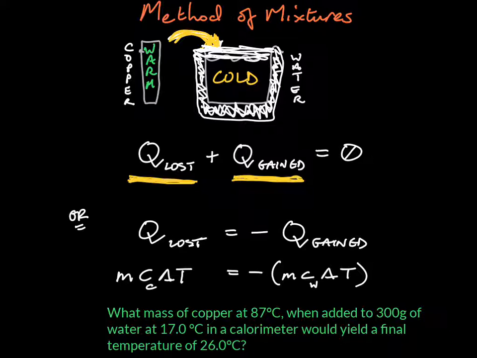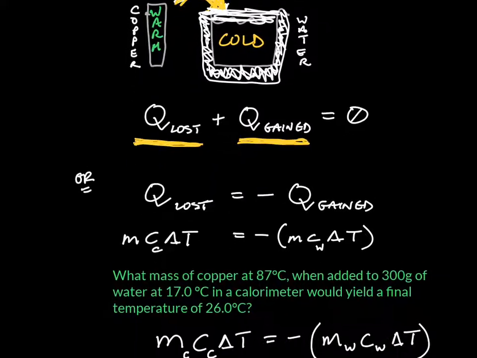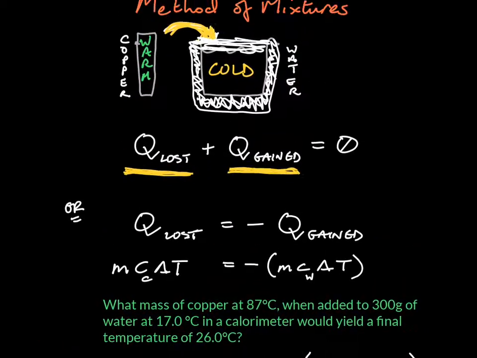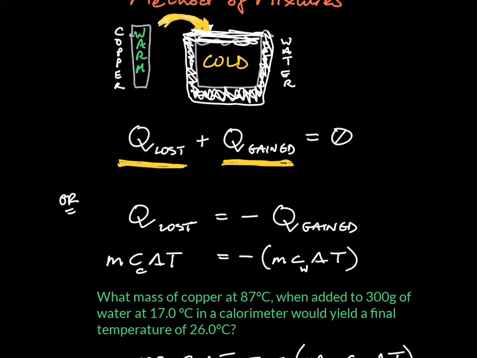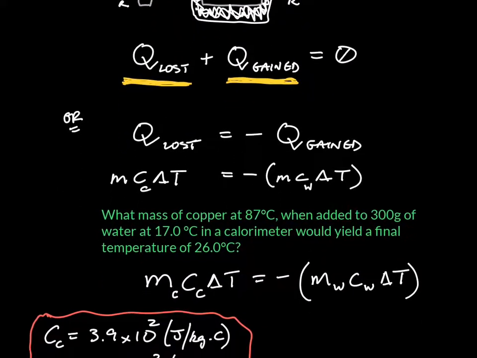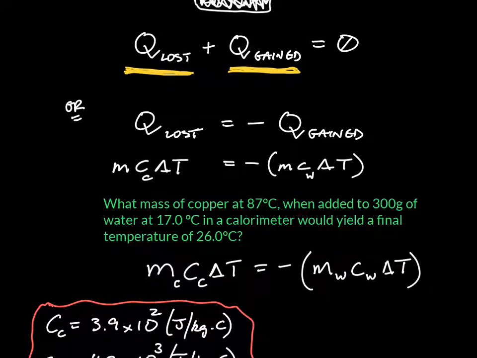Okay, so another way of looking at that, Q lost plus Q gained is equal to 0, is to say that the energy lost is equal to the energy gained. And one will have a positive, one will have a negative. So the energy lost, in this case the energy lost from our copper, is equal to the negative of the energy gained from the water. And so, of course, we can write it as MC delta T for those different materials.